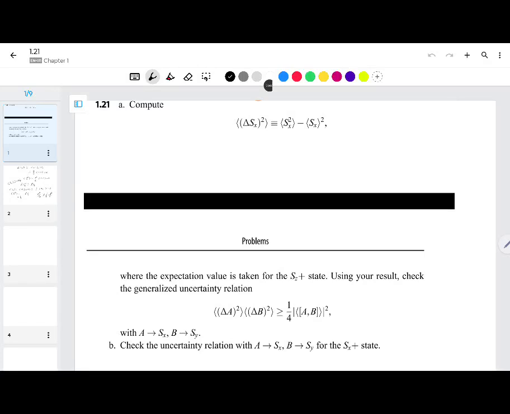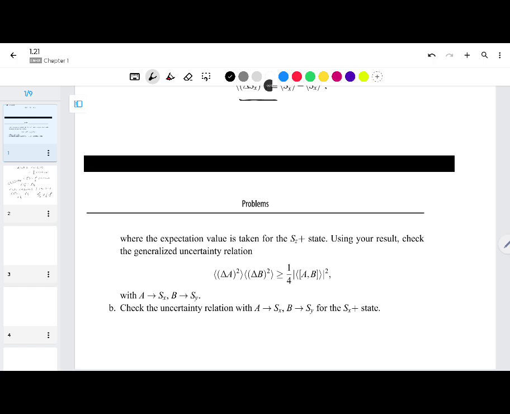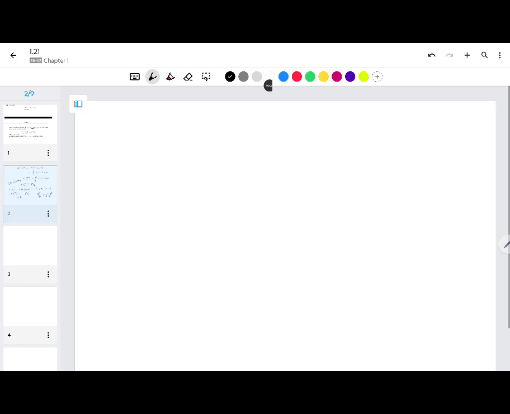So we need to compute this variance in the spin x, and for what state we need to do, we need to take the sz, and using that we need to check if this result holds, where A is spin x operator, B is spin y operator. Okay, so the Sz plus state, we denote it just like this.